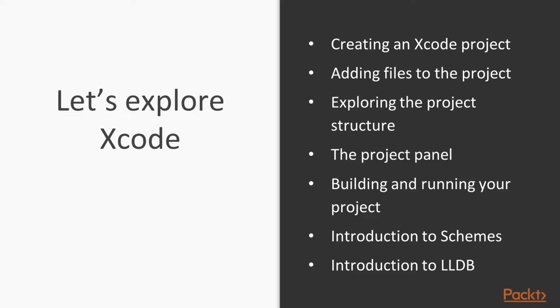In the following videos, we'll cover creating a command line tool target type Xcode project and adding some files to it. Then we'll go on and look at a sample command line tool application from Apple and explore its structure. We'll look at the project panel, which contains all of the top-level information about your application. We'll take a quick look at the info panel, build settings, targets, and adding targets. Then we'll move on to running the sample application.